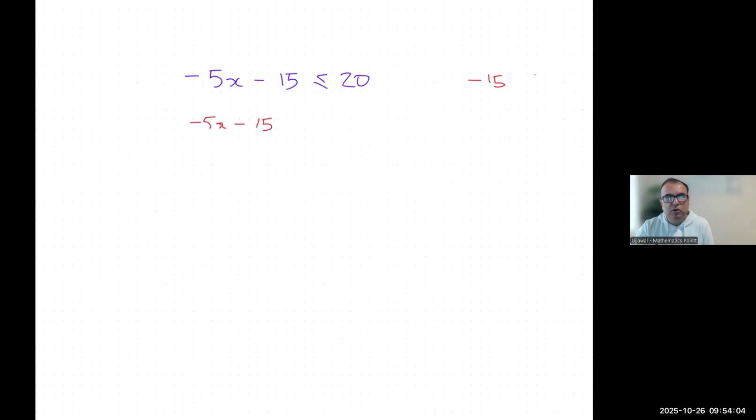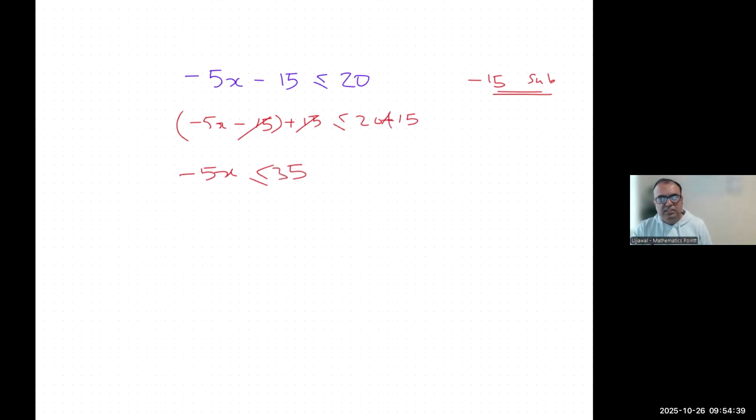So a subtraction, my rule fails. I will not change this sign. I'll just put the reverse operation. And mind you, I will not change this. 15 gone. So I've got -5x is less than or equal to 5. Yes or no? Have I done something incorrect? Positive 5. Sorry, my bad. Positive, which is 35.